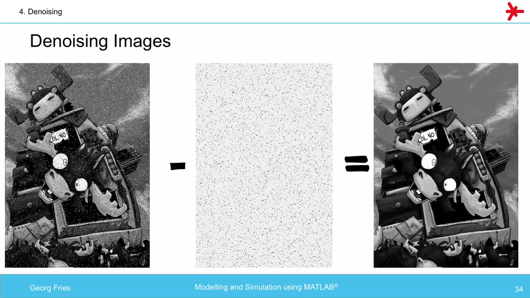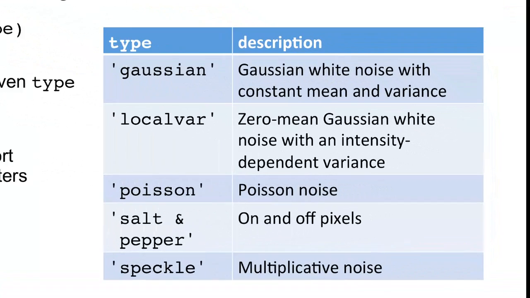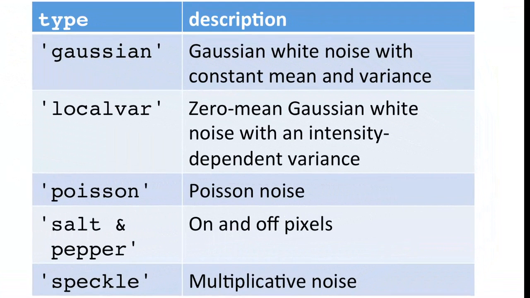If the image is scanned from a picture made on film, the film grain is a source of noise. To simulate such effects in MATLAB, you can add various types of noise to images with the imnoise function. Here you can see the different noise types which can be generated with the function imnoise. Remember, we heard about different types of noise in previous chapters.